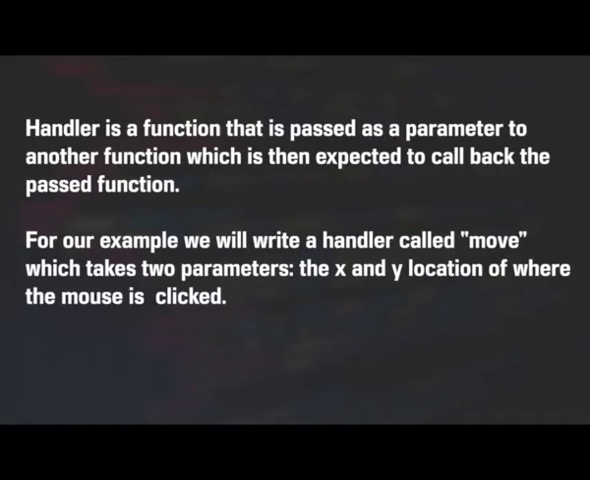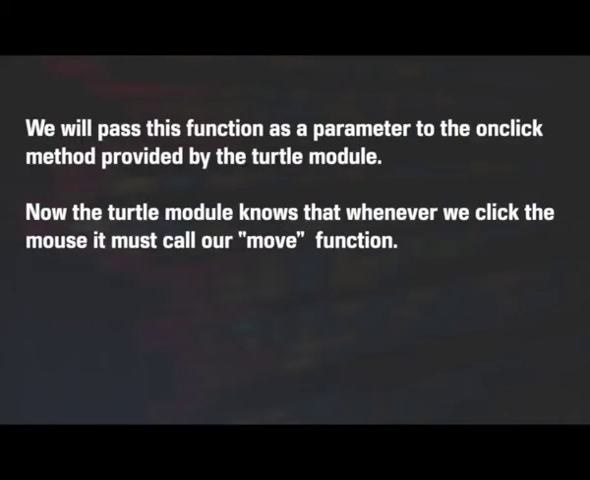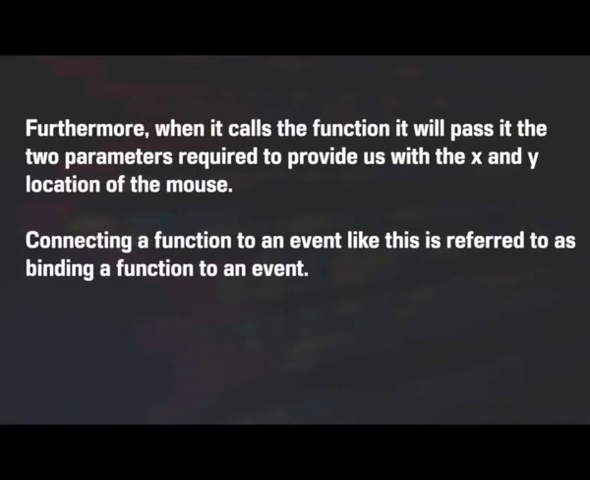But notice that you need to click the mouse on the turtle as we call the handler using turtle. We will pass this function as a parameter to the on click method provided by the turtle module. Now, the turtle module knows that whenever we click the mouse, it must call our move function. Furthermore, when it calls the function, it will pass the 2 parameters required to provide us with the x and y location of the mouse. Connecting a function to an event like this is referred to as binding a function to an event. Now, watch the console for on click.